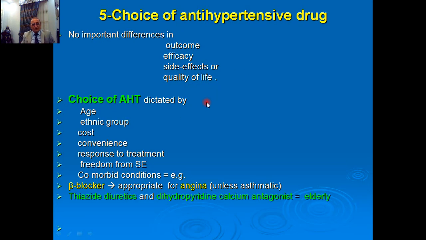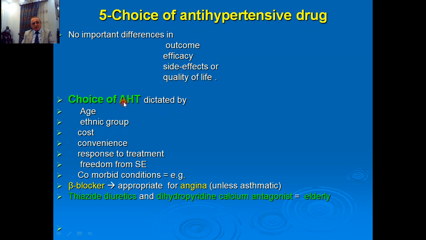What choice of antihypertensive drug? This sentence is from the reference and textbook, and most people do not like it. There is no important or material difference between the antihypertensive drugs regarding the outcome, the efficacy, the side effects, the quality of life. So all of them are almost always equal. There are minor differences. Some people make propaganda for a certain drug or not. Actually, there is individualization of drugs.